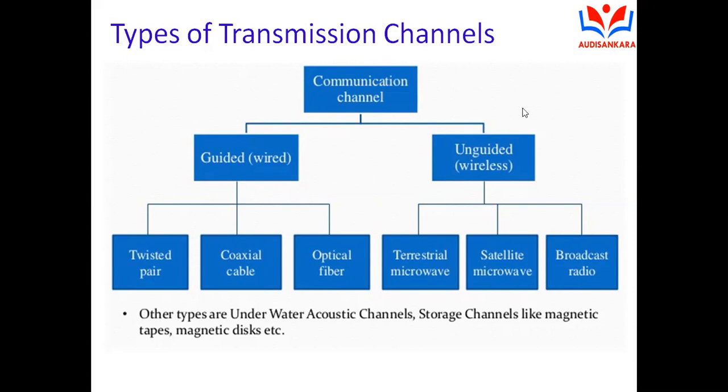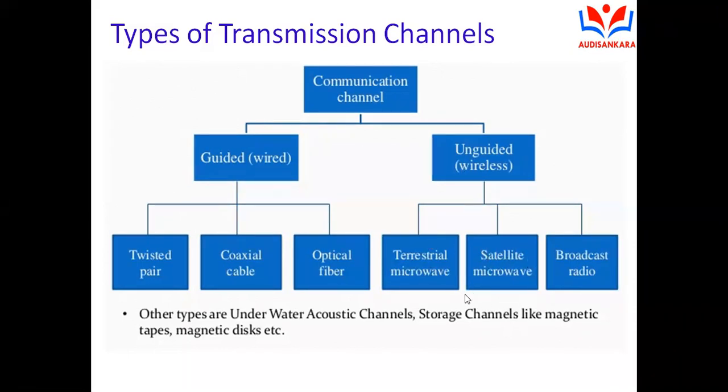The next one is unguided transmission media. Unguided transmission media means there is no physical path, so the entire information is propagated in free space. The unguided transmission media are terrestrial microwave, satellite microwave, and broadcast radio. Terrestrial means earth-based. In the earth-based case, there is no physical connection between one person and another.